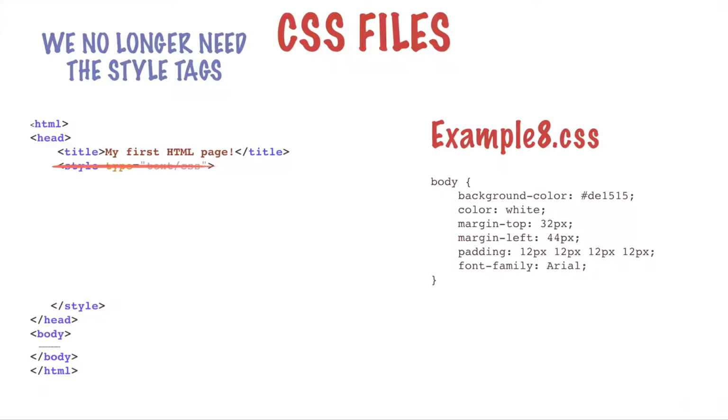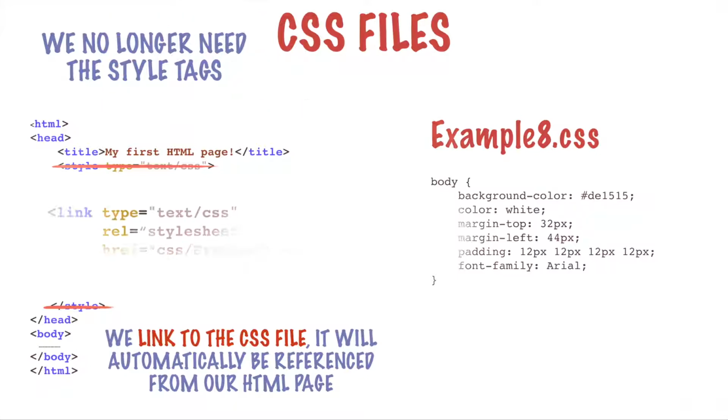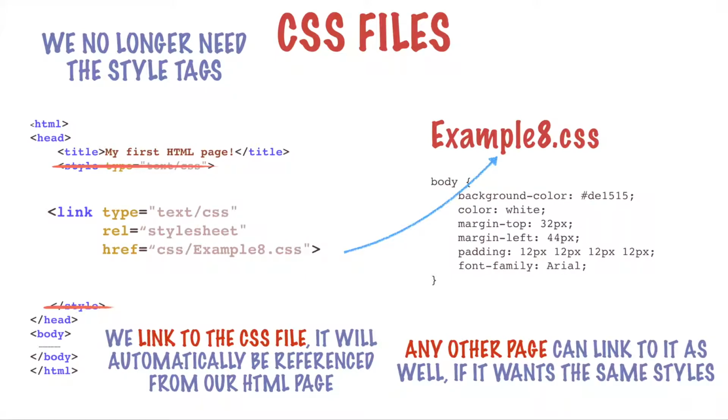For this, we no longer need the style tag at all. Again, we get rid of the style tag, we move the CSS code into a separate file, and we now link to the CSS file so that it is automatically referenced from our HTML page. How do we link to this CSS file, you ask? Well, the answer is using a link HTML element. We will talk about the link element in a second, but before that, understand what's really going on. Now, we've moved the CSS into a separate file and we've made it possible for any number of HTML files to refer to this CSS file.